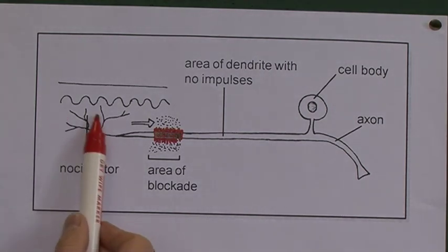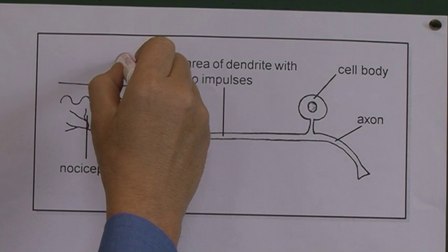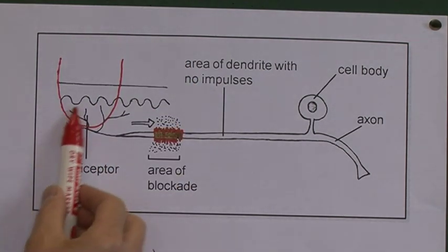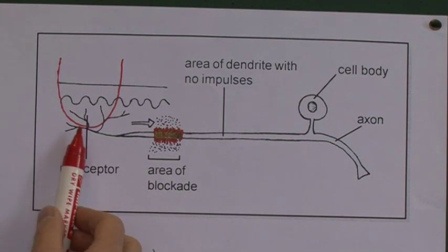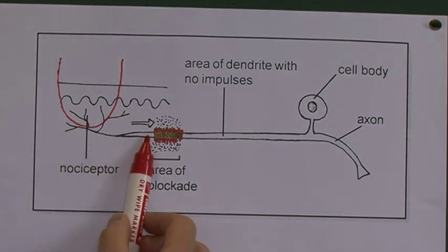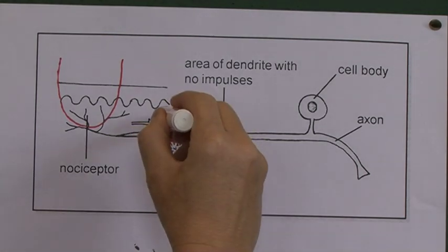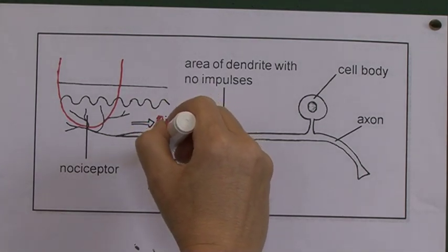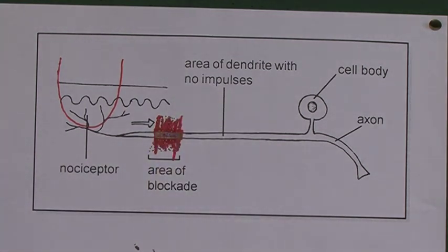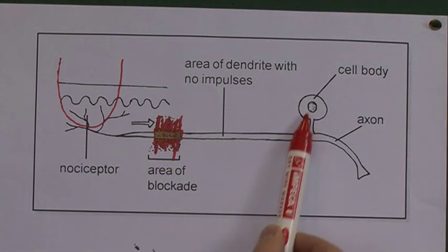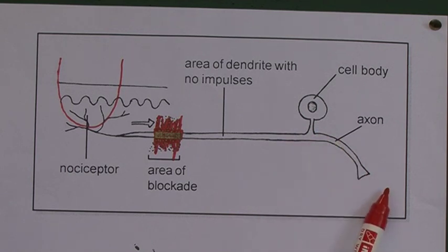So even although a pain impulse is generated here, when this is injured or sutured or whatever it is, the nerve impulse will still be generated and it will start to propagate along the dendrite, but it will be blocked at this point. Completely blocked there if the anaesthetic is given effectively, meaning no painful impulses can get through to the cell body, to the axon, to the spinal cord, and therefore cannot get through to the brain. So the painful impulse is blocked at the area of dendrite, anaesthetised by the blocking of the sodium channels.